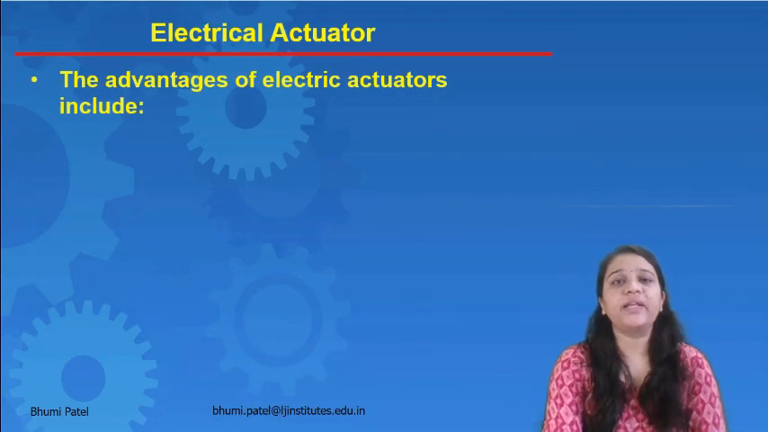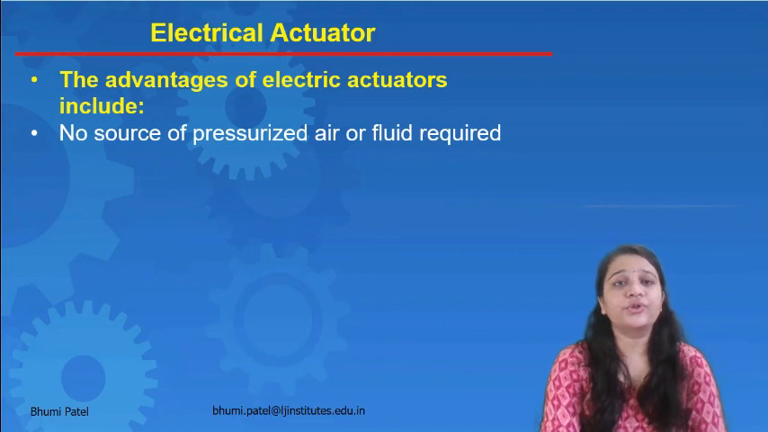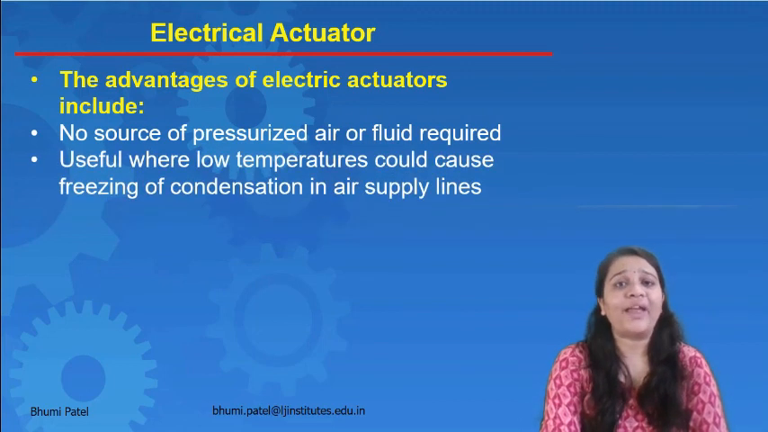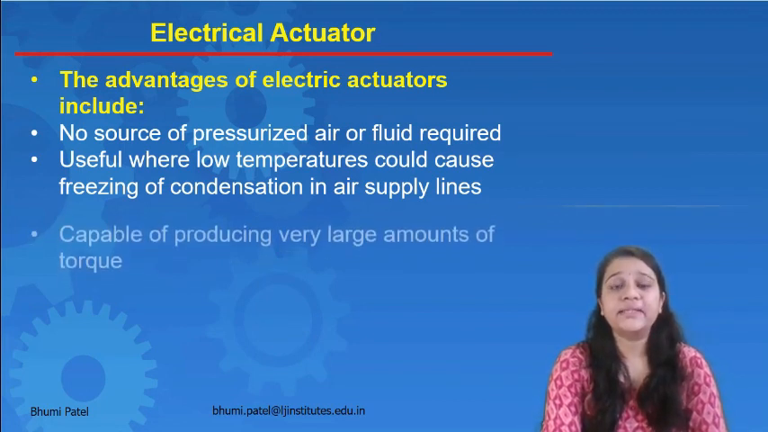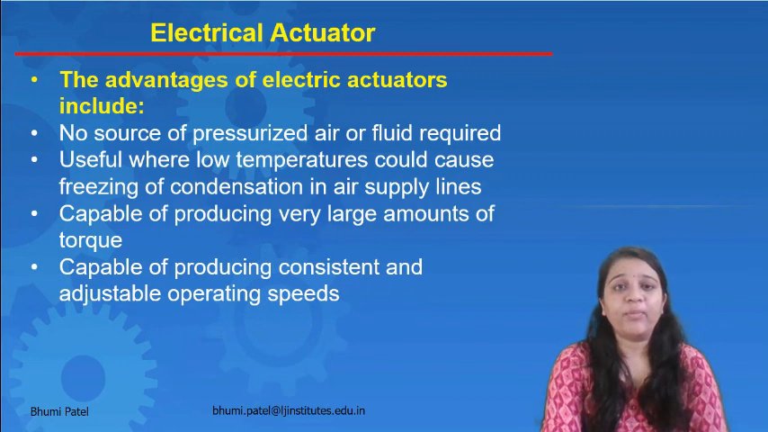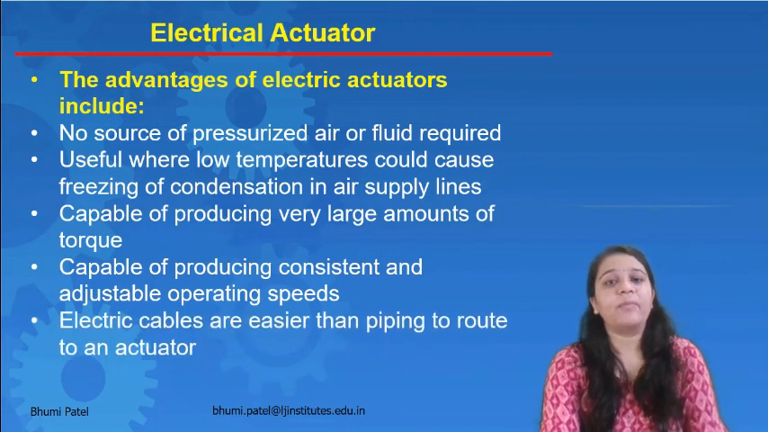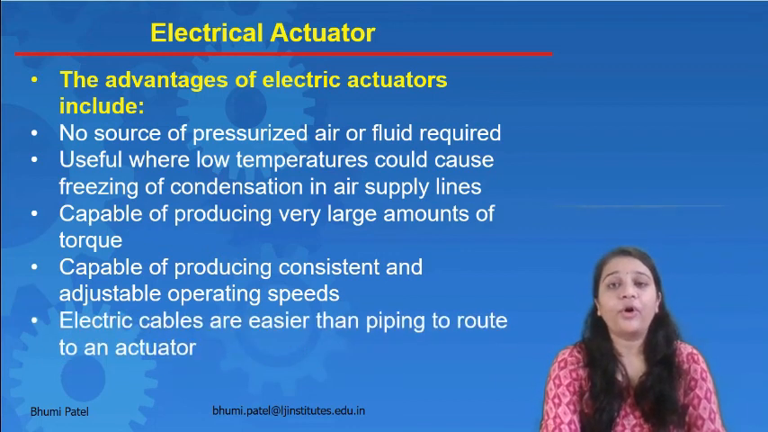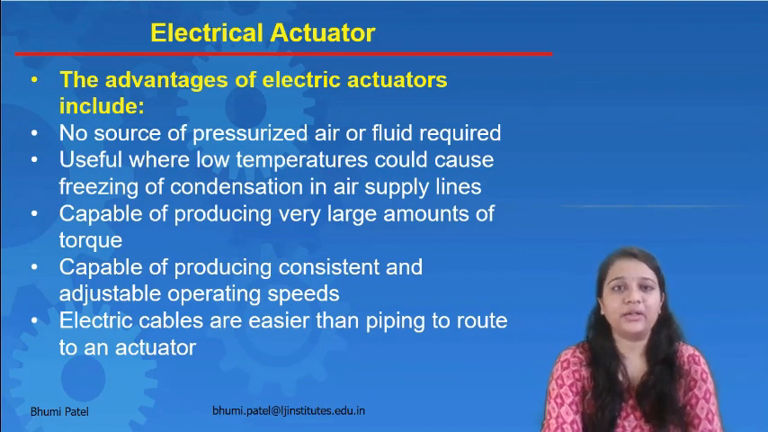Now the advantages of the electrical actuators: there is no source of pressurized air or fluid required. In the electrical actuator, there is no requirement of air or fluid. It is useful when low temperature could cause freezing in the air supply lines. It is capable of producing a very large amount of torque, and it is capable of producing a high operating speed. So whenever speed is required in the control valve, we can connect an electrical actuator, and electrical cables are easier to route to the actuators than piping.